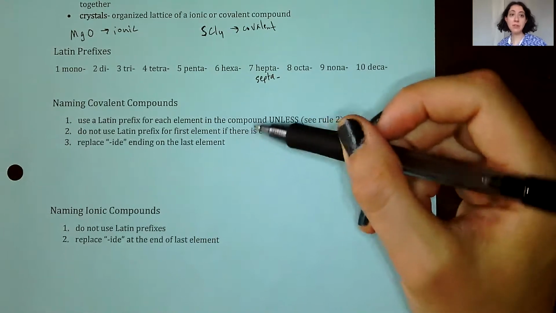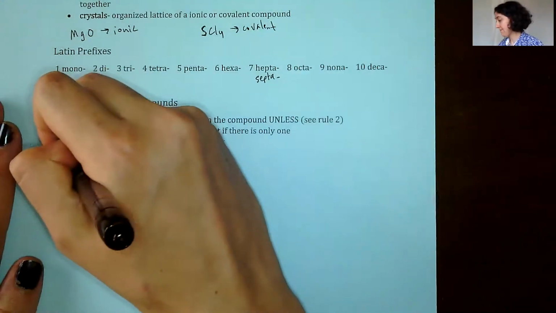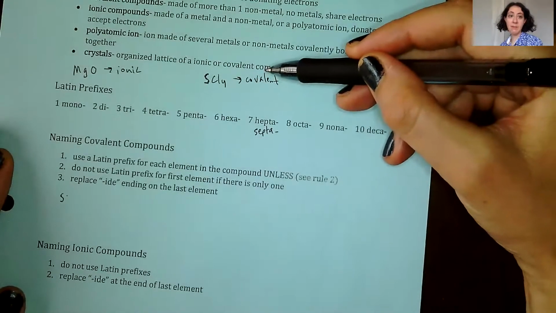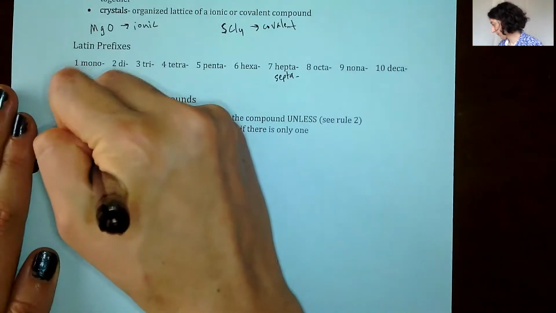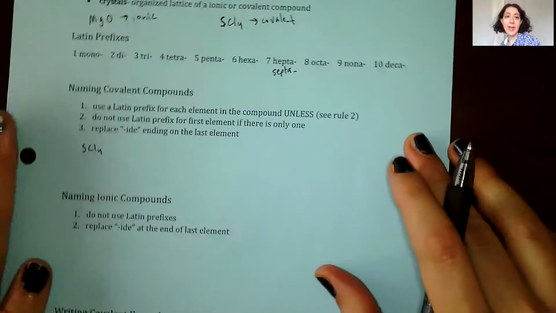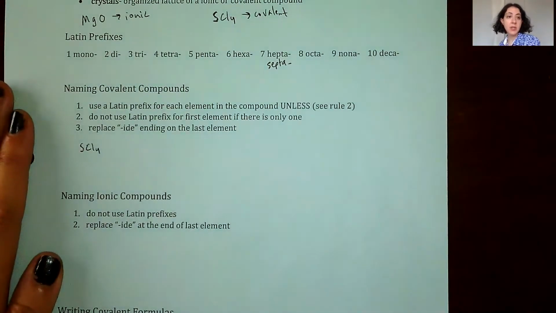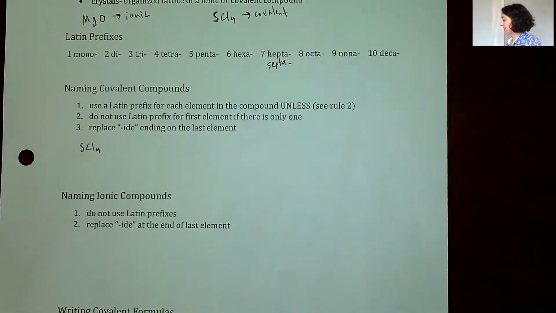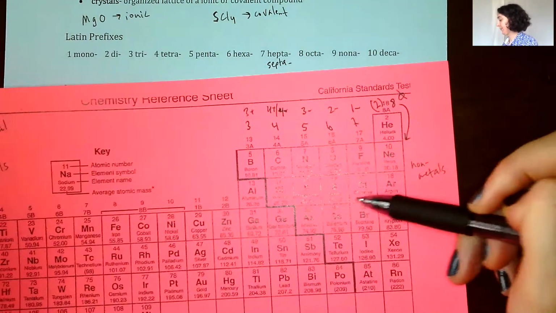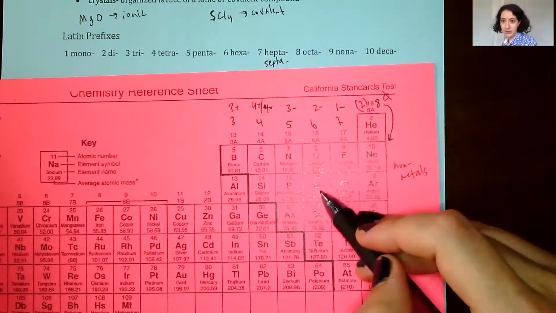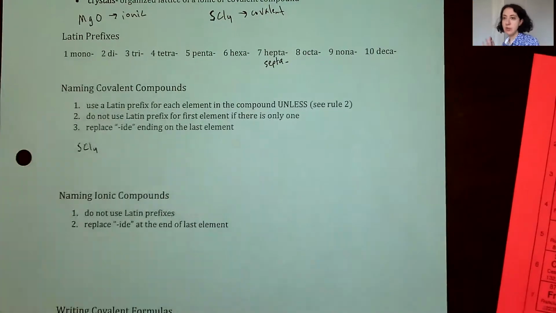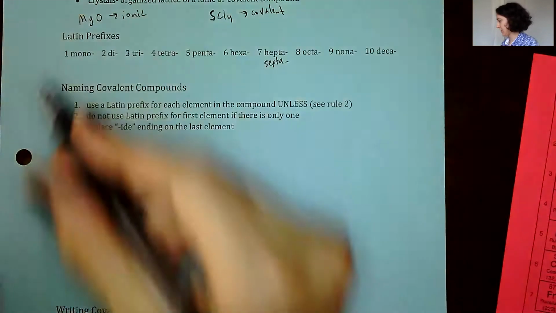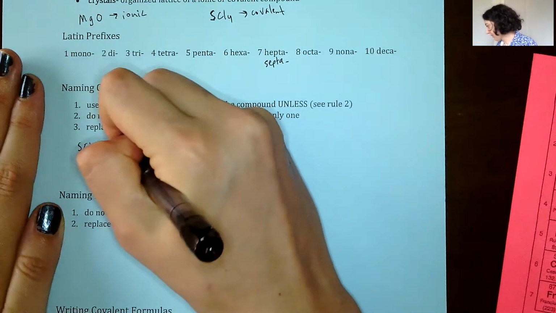When you're writing compounds, you're always starting with a formula. We're going to pick the one that we picked from up here before, SCl4. That is our formula. What we need to do is go through it. S, looking at our periodic table, stands for sulfur. There's only one of them, so we don't have to have a Latin prefix. We're just going to write sulfur.